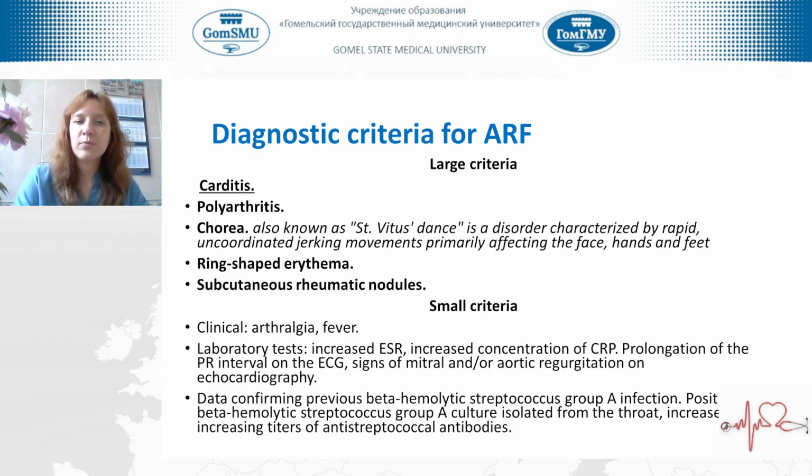Data confirming previous beta-hemolytic streptococcus group A: a positive beta-hemolytic streptococcus group A culture, related with an increasing titer of anti-streptococcal antibodies, anti-streptolysin O.